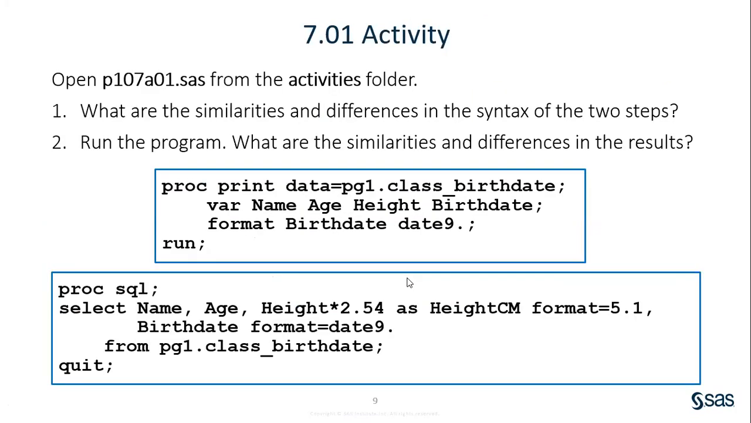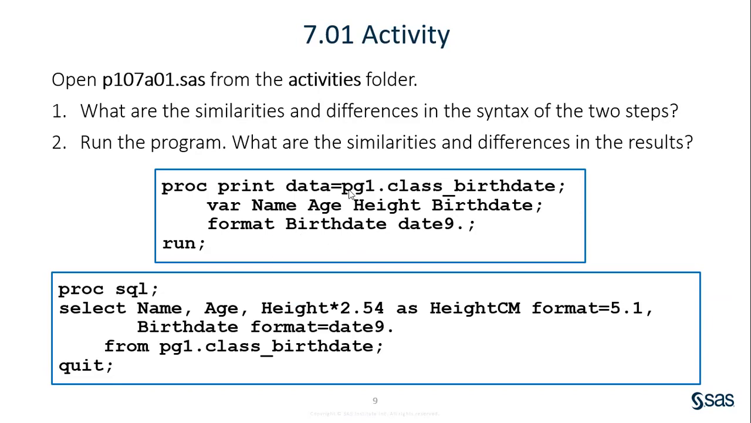So let's work on this activity. Now it's telling what are the similarities and differences in the syntax of the two steps. Run the program. What are the similarities and differences in the result? It's the same thing we have discussed earlier. In the syntax, to select the columns in proc print, we write a var statement. The columns are selected, and of course, the order of the columns is the same as you are writing here, but the columns are separated with space here and with comma in SQL.